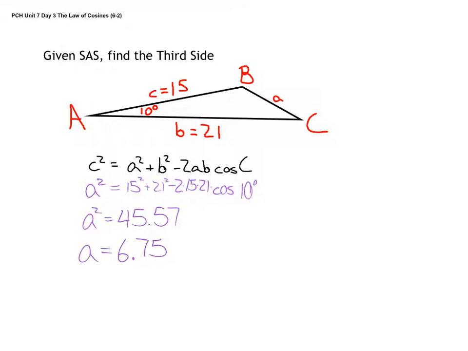I find negative 39 with that. I did 225 plus 441, which is 660, and minus 630 is 36, and 36 cosine 10, I got negative. Well, hang on. Follow your order of operations. You've got to do all this multiplication and then subtract that whole product. Be careful with order of operations on this.